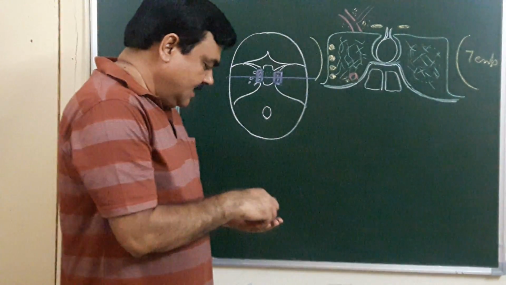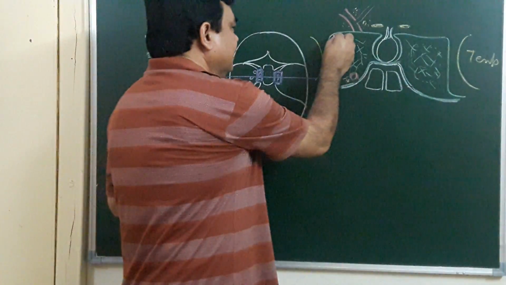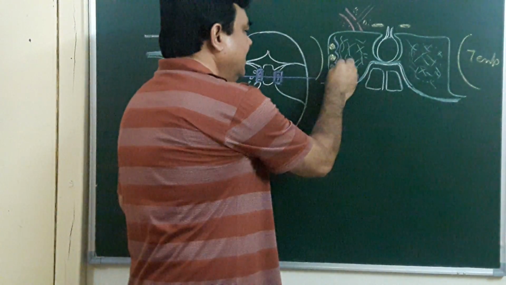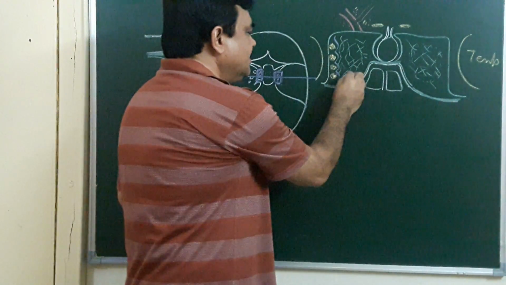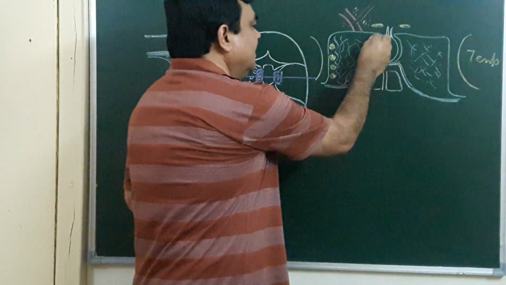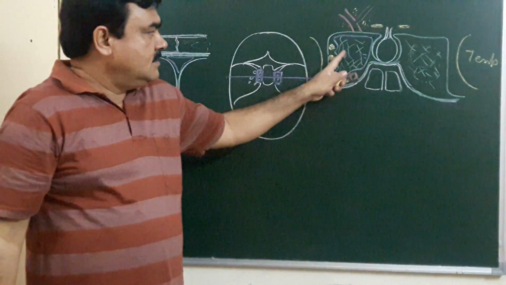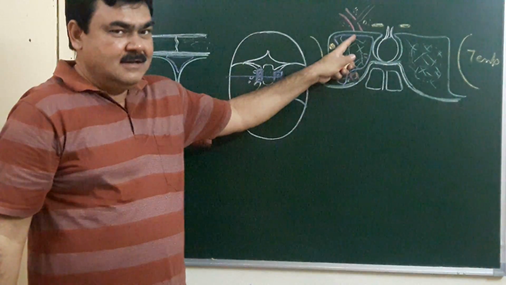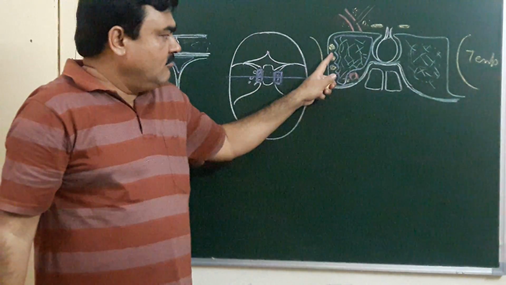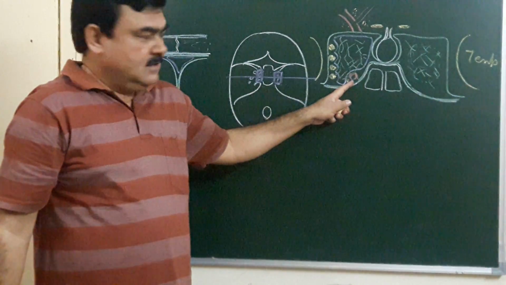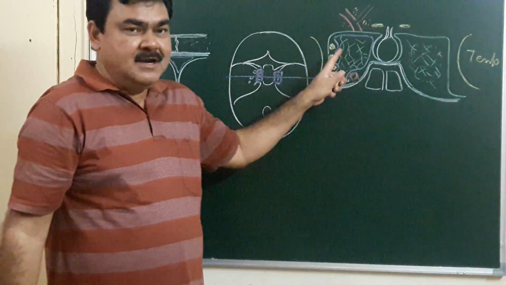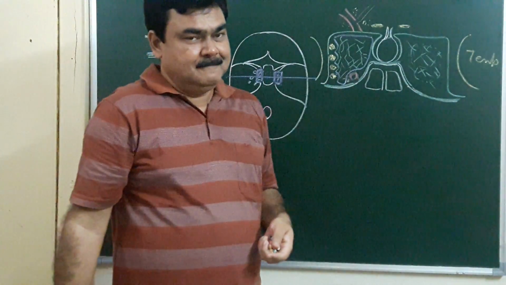These structures are internally lined by endothelium. This is the endothelial lining. This is the lateral wall, and this is the center. So these structures are related with the cavernous sinus.